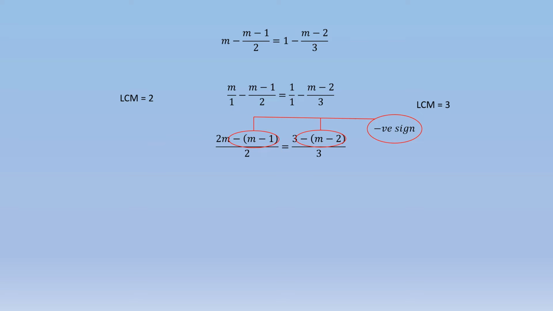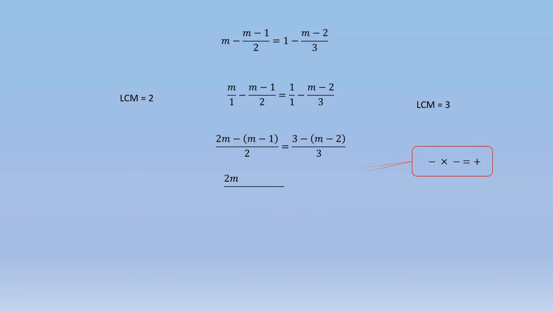Here we need to be very careful. When there is a negative sign, we must always put a bracket there so that when we open them we don't get confused and make a blunder, because we know that negative times negative gives positive, or minus into minus gives plus. So after doing this we write the new equation as 2m minus m plus 1 by 2 equals 3 minus m plus 2 by 3.